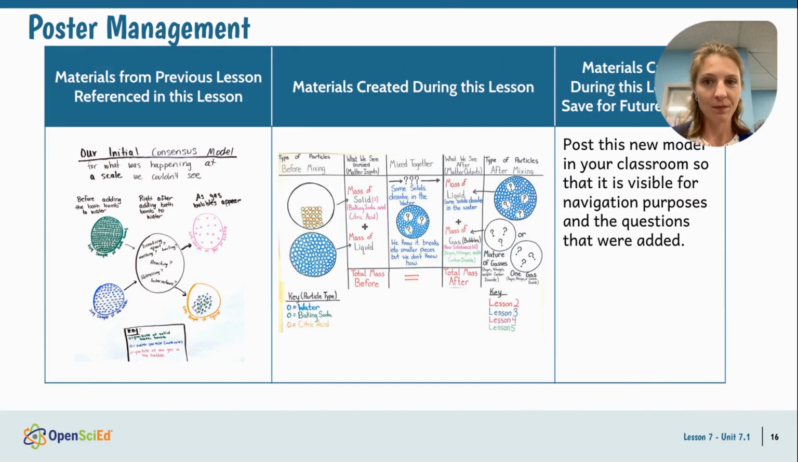Poster management. Remember, you're going to want to have your previous initial model posted, and then you will create this new consensus model. At this point, you can get rid of your initial consensus, and I would have the new consensus model that you create in this lesson posted in the classroom somewhere where it's easily pointed to and visible for students to see for navigation purposes.